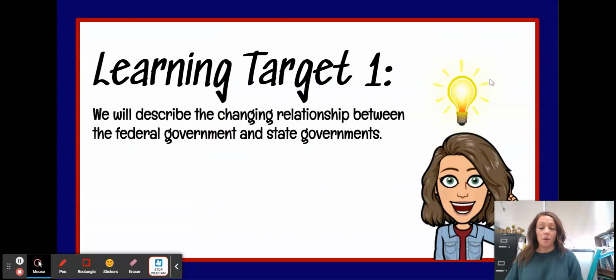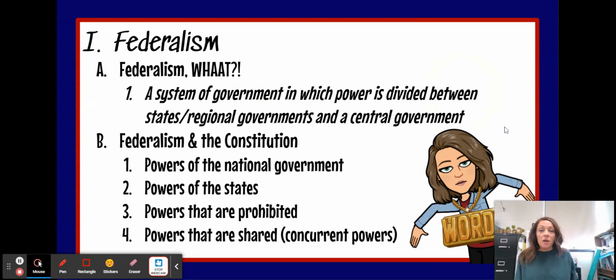Let's get to it. Our learning target for this section is to describe the changing relationship between the federal government and the state government. So let's do it. First of all, federalism, we know, is a system of government in which power is divided between states or regional governments and a central government, aka what we have in the United States with our division between the United States federal government, state governments, and regional governments.